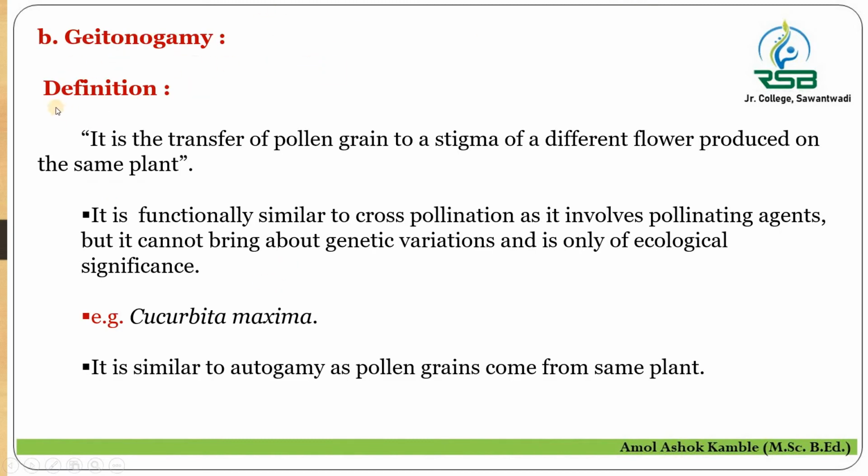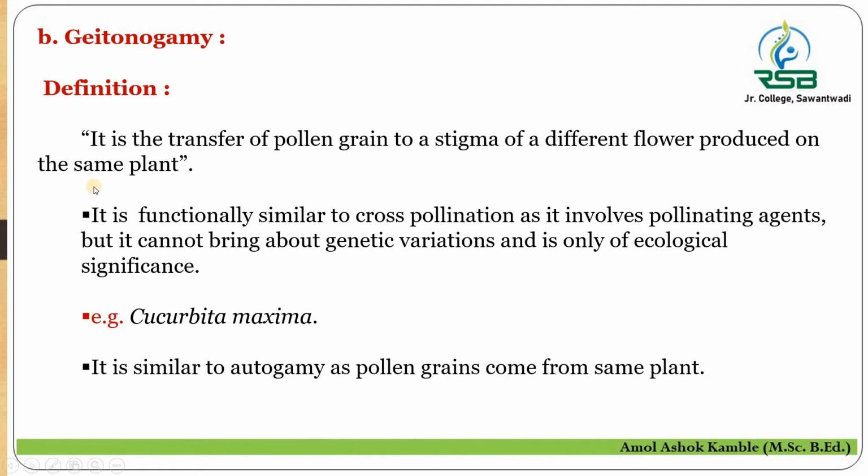What is the definition of geitonogamy? The word geiton means neighbor, and gamy or gamous means marriage, that is the fusion of male and female parts. In case of geitonogamy, here is the transfer of pollen grains to the stigma of a different flower produced on the same plant. Transfer of pollen grain to the stigma of a different flower produced on the same plant is called geitonogamy. What happens in geitonogamy?